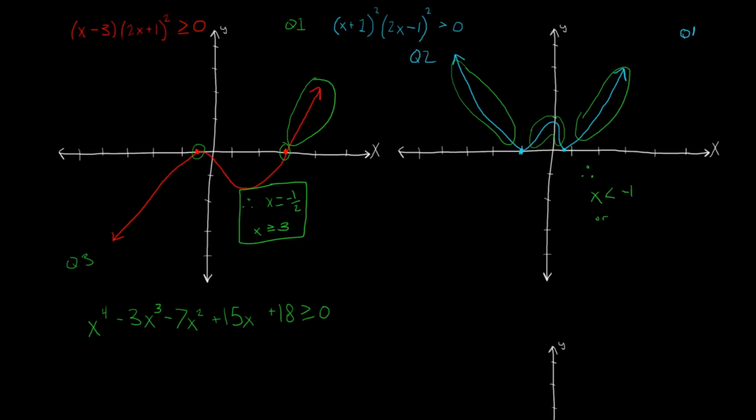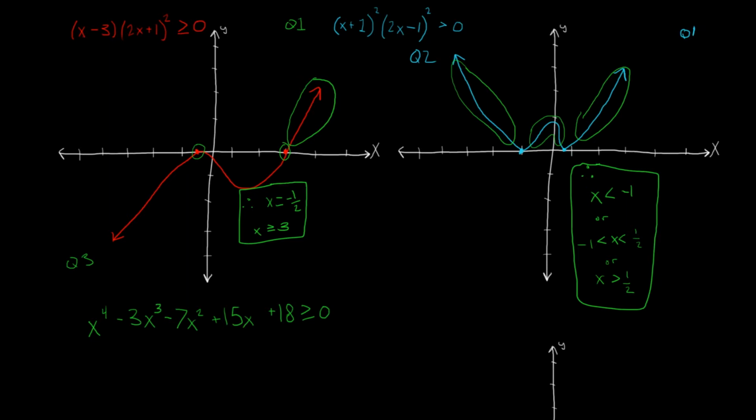Or when x is greater than -1 and less than half. That would be the other one. Or lastly, when x is greater than half. So that would be the solutions that solve this one.